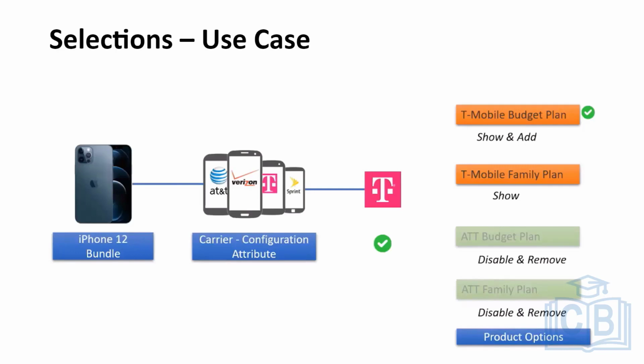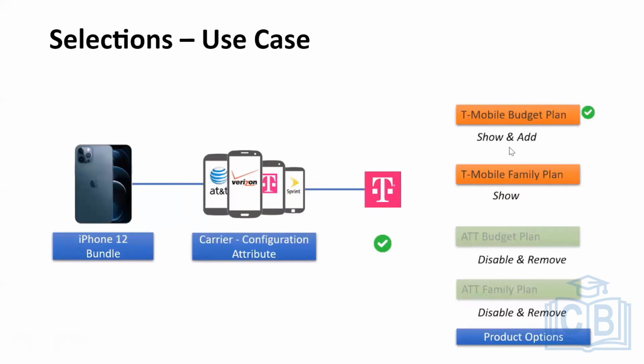In a one product rule, this type of use case can be achieved with the help of a selection attribute rule, product rule. So let's try this scenario. First, you should have an iPhone 12 bundle product. Next, you should have this carrier configuration attribute.